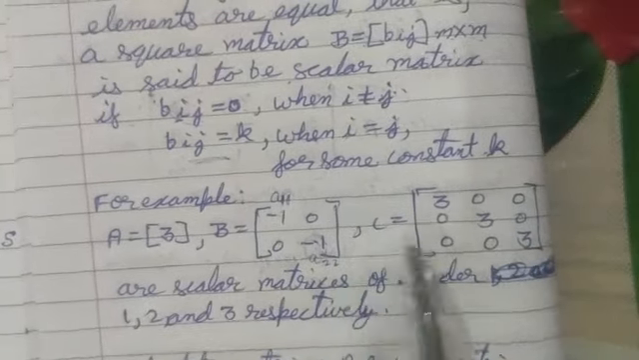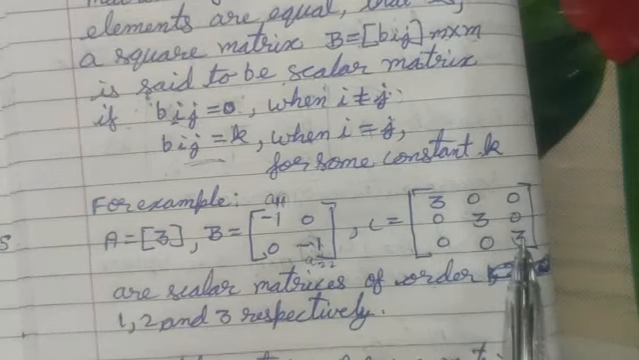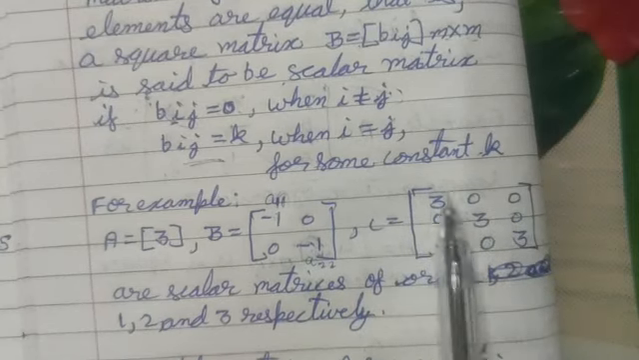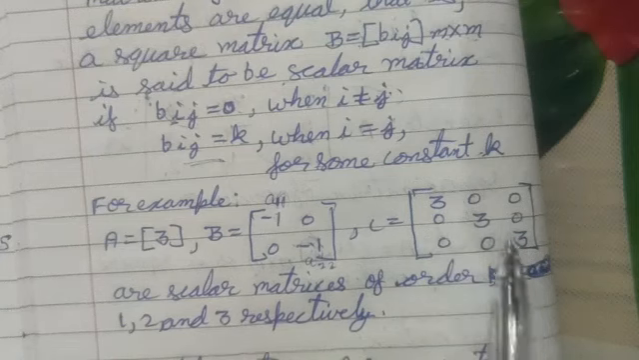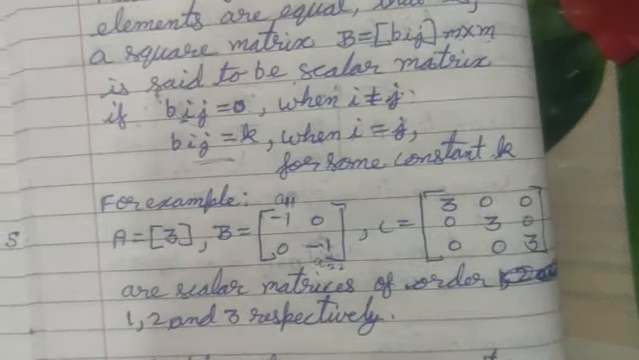In matrix C, as you see, all the diagonal elements are the same, that is 3 here, and except these elements, all the other elements are 0. So it is also a scalar matrix.